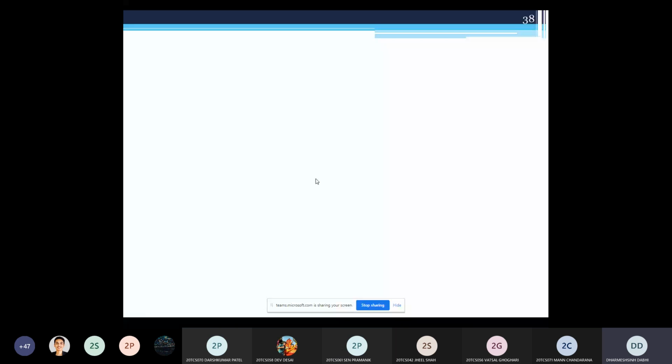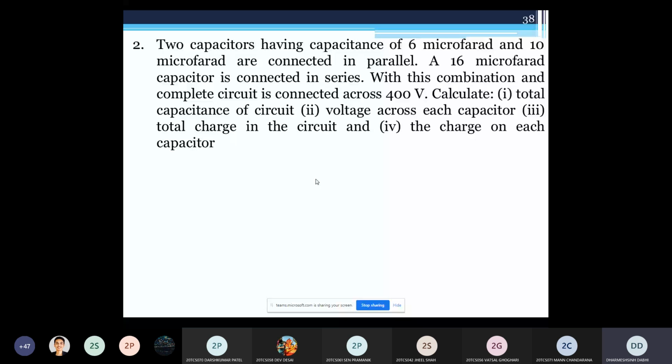Same type of example I give you for homework. So write down, this is the third example. Two capacitors having capacitance of 6 microfarad and 10 microfarad are connected in parallel. A 16 microfarad capacitor is connected in series with this combination, and the complete circuit is connected across 400 volt. Calculate total capacitance of the circuit.